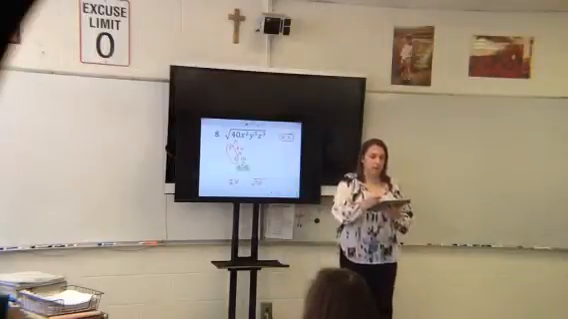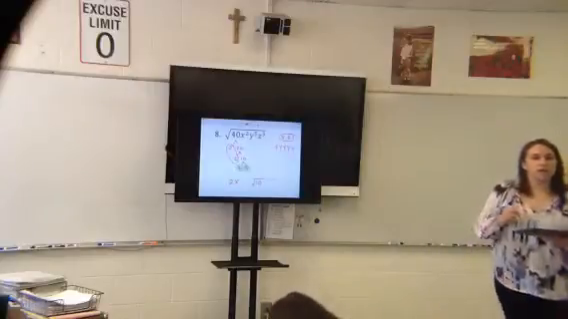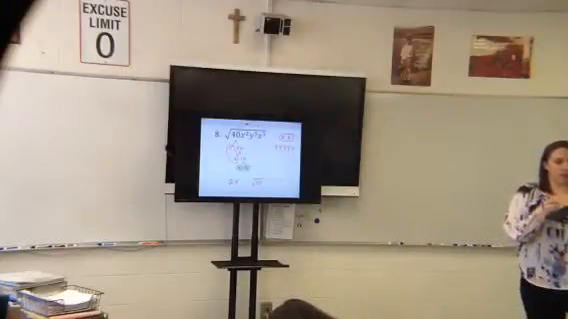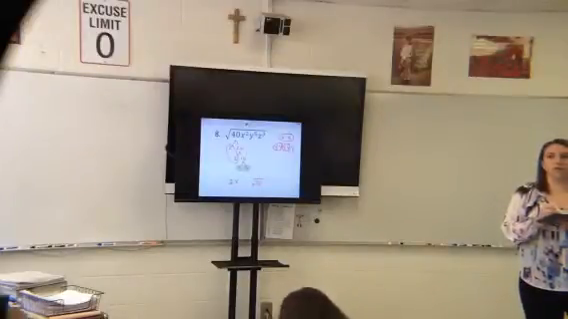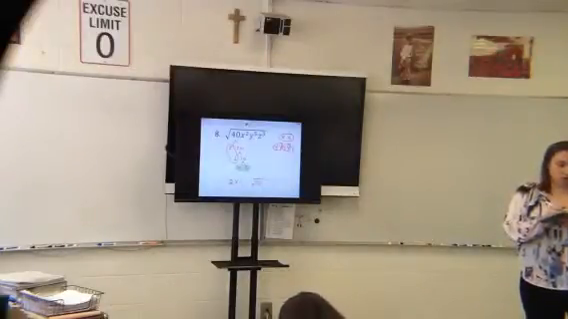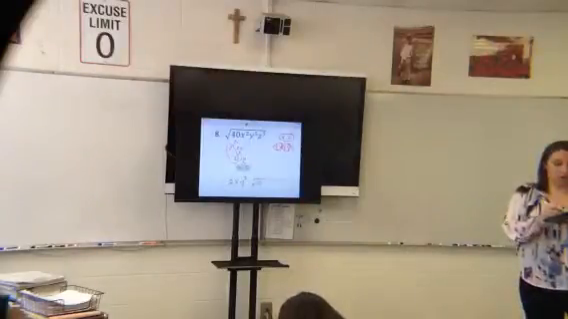Let's try again. So now y to the 5th, we have 5 y's. How many pairs do I have here? 2 pairs. So where does y squared go? Outside, it has to go on the outside. Pair them up, move them out. And do we have any y's left for the inside? Yes. How many? 1.